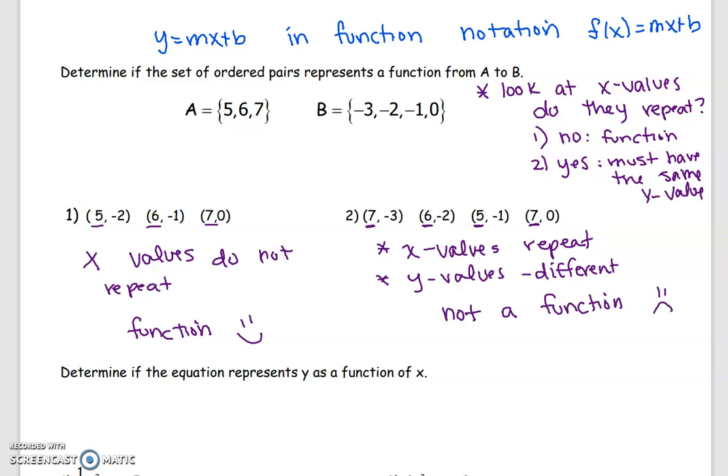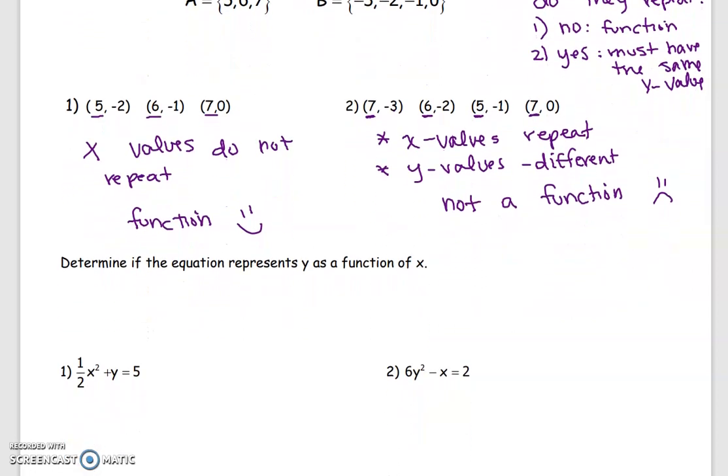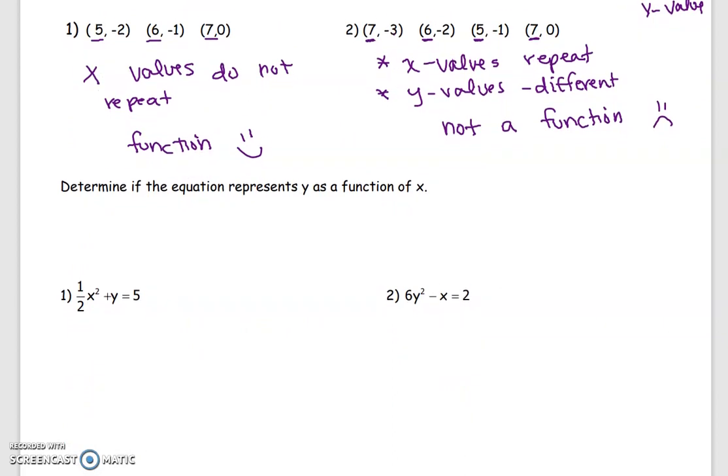But if these were the same outputs, and it would be the exact same, like 7, -3, then 7, -3, it would be a function. They have to have that same y value.